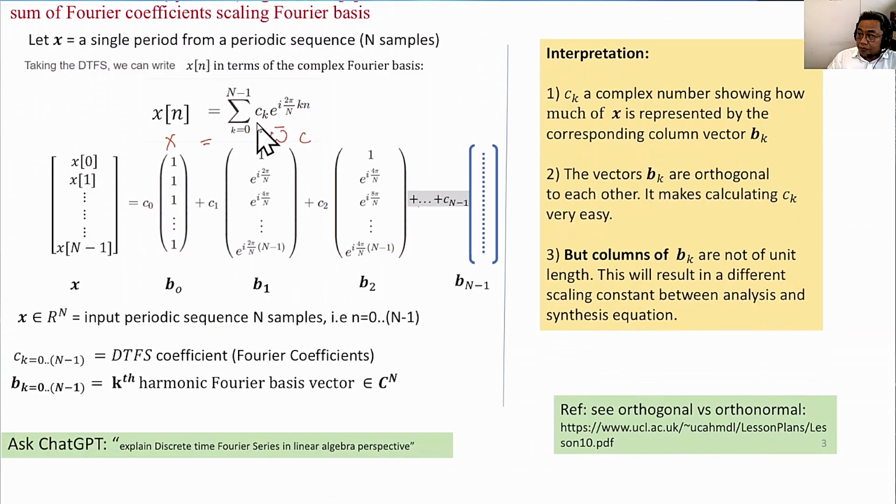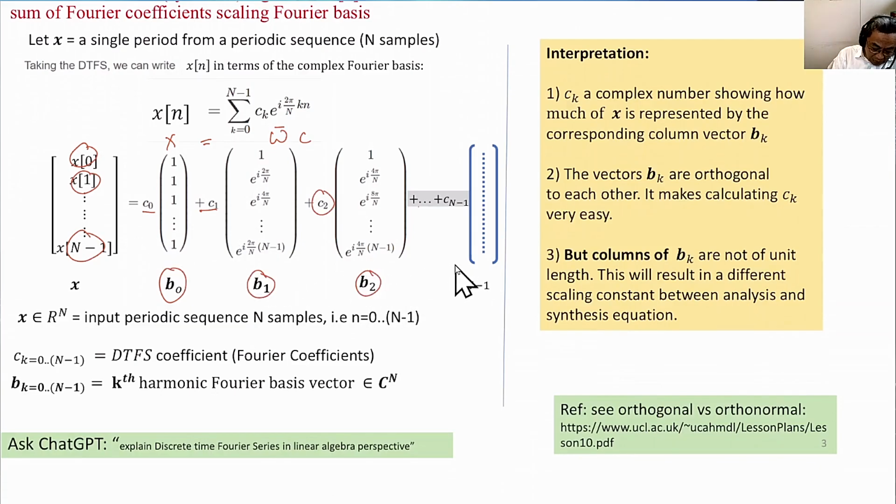We have X here, the first element, second element, until the n-1 element, these column vectors of X. Now we have expanded W bar and C into this form. So C0 times the first column of W bar, C1 times the second column of W bar, C2 multiplied by the third column of W bar, and so on.